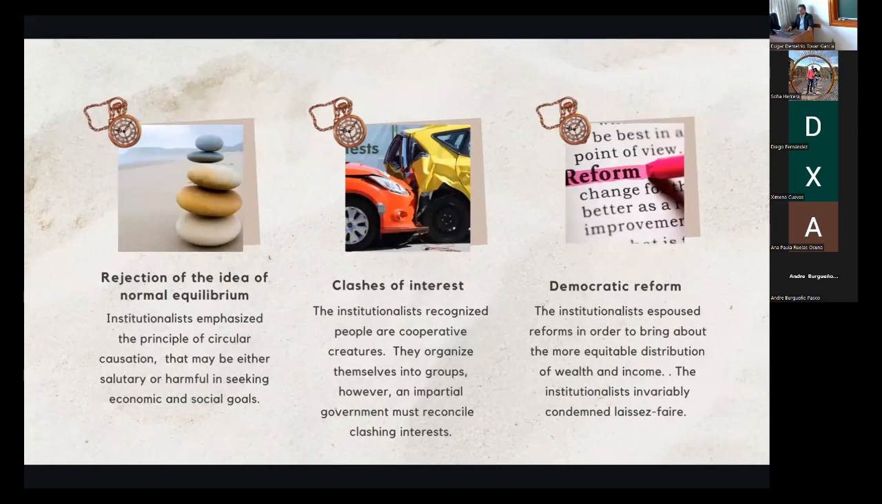And the fourth one is the rejection of the idea of normal equilibrium. They believe in the principle of circular causation, that is, that economic and social phenomena are interconnected and mutually influential. This means that changes in one area can lead to changes in another area. That's why there is not always a normal equilibrium.